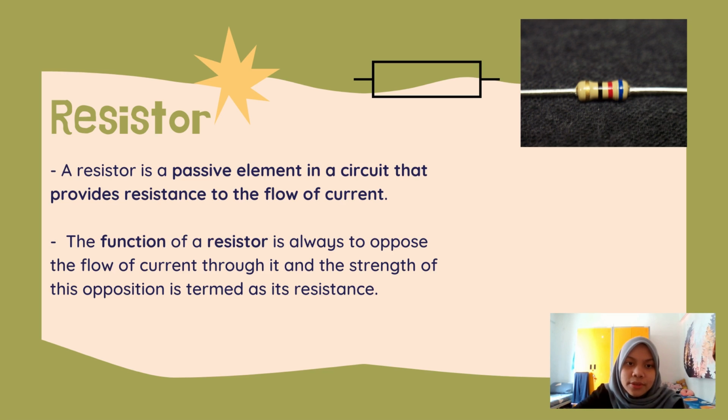So next we use resistor. Resistor is a passive element in a circuit that provides resistance to the flow of current. The function of a resistor is always to oppose the flow of current through it, and the strength of this opposition is termed as its resistance.